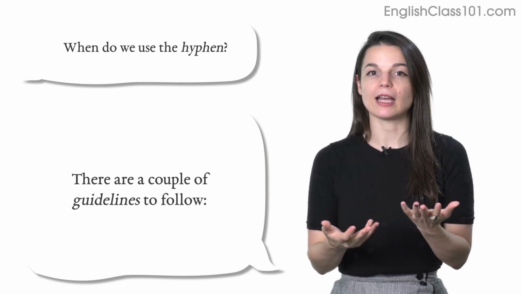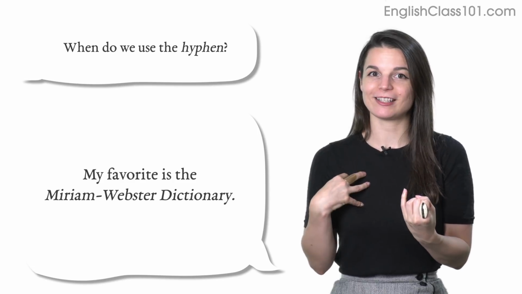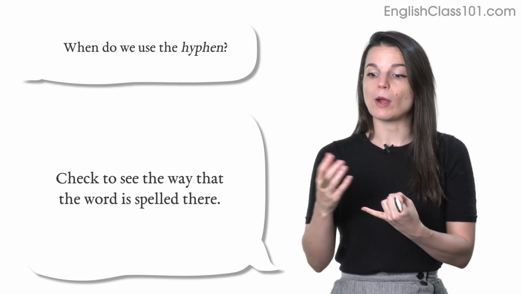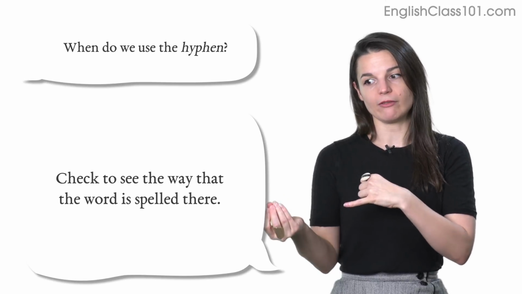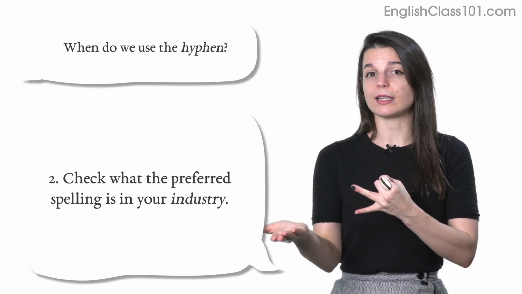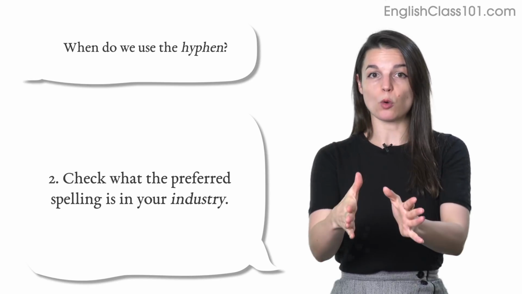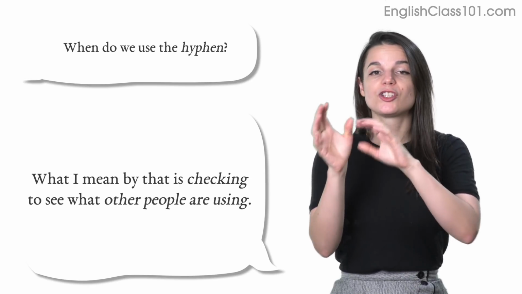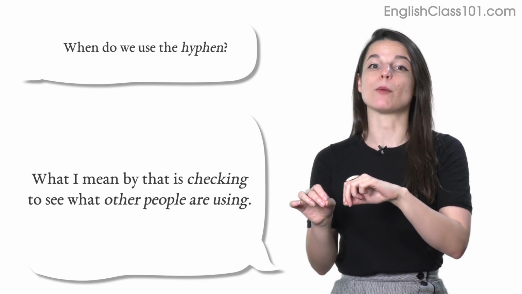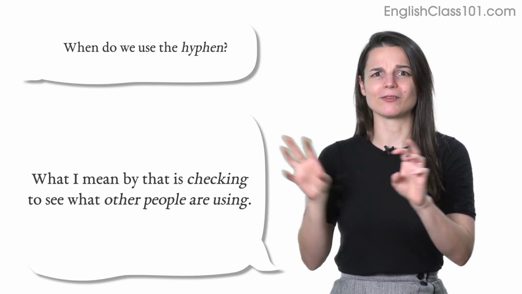A couple of guidelines. Number one, I would suggest you first check the dictionary. My favorite, it's online and free, is the Merriam-Webster dictionary. Check to see the way that the word is spelled there. Do they use a hyphen? Do they not use a hyphen? Second would be to check and see what the spelling is or what the preferred style of hyphenation is for that word in your industry. So by that I mean check to see what other people are using. When other people write about that topic, what are they using? So sometimes this can help you, sometimes you see a mix of different things.